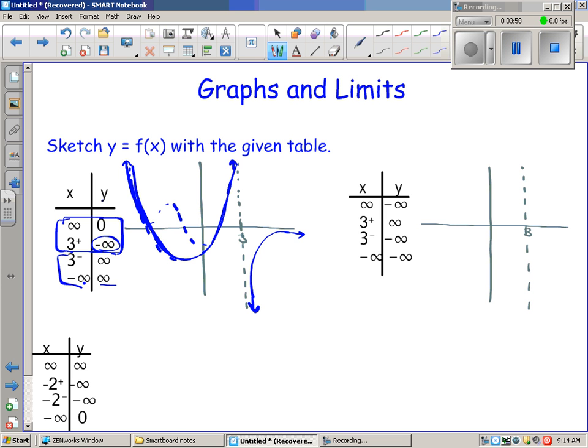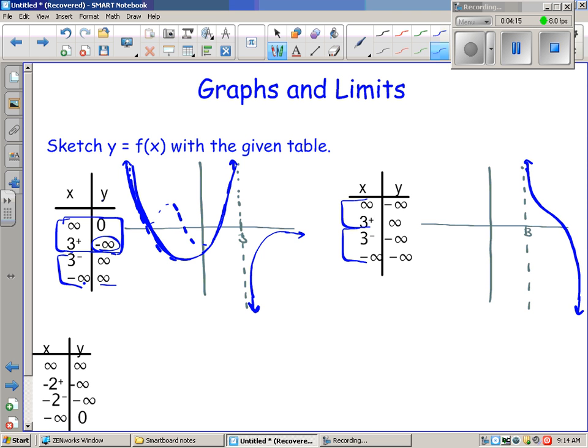All right, and so now we're going to group these together. Starting at 3 plus, that's going to infinity. So that means just to the right of 3, it's going up. Infinity is going to negative infinity. That means all the way to the right, it's going down. And I want to connect those 2.